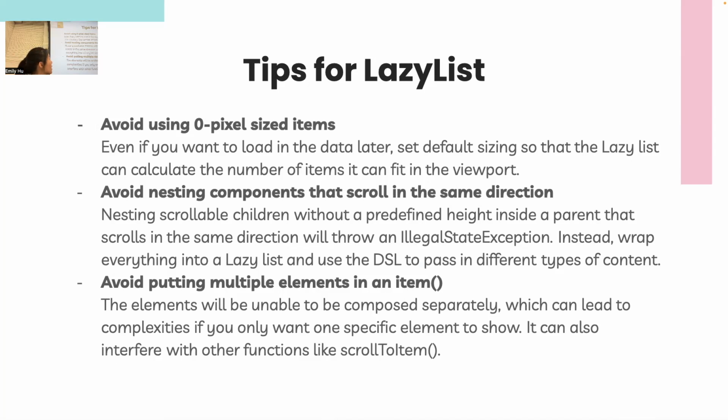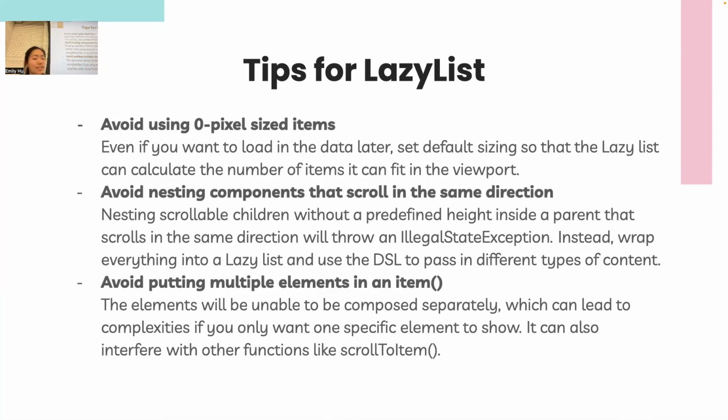And then another thing for lazy lists is to avoid nesting components that scroll in the same direction. I mentioned before that you can nest these lists, but the issue is if you have 2 vertical lists within each other, it confuses Jetpack Compose on how you actually want to scroll. So it will throw an illegal state exception. Instead, just wrap everything into a lazy list. Instead of having a lazy column within a lazy column, you can take all the items from the inner lazy column and put those items into the big lazy column, because your items could be anything. So you can unwrap as you need.